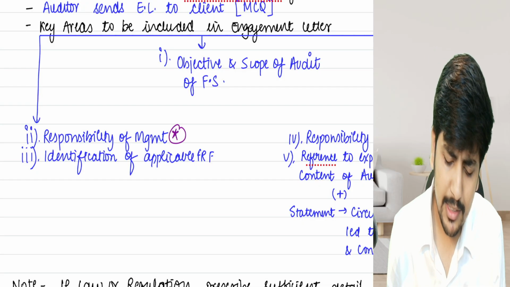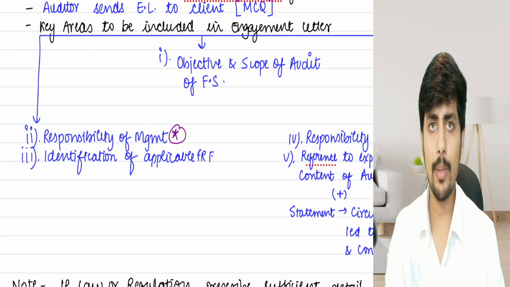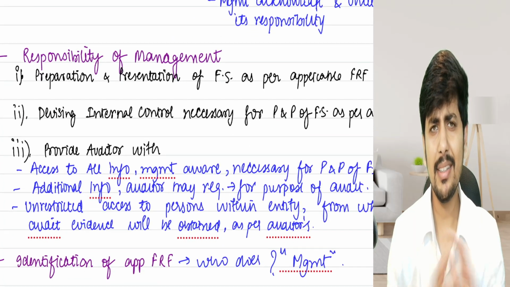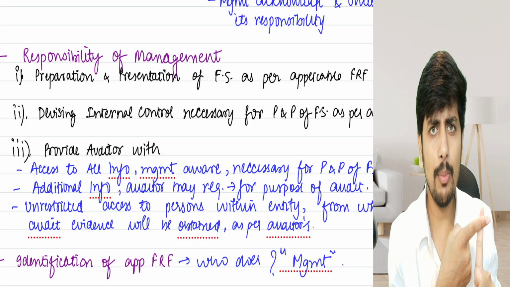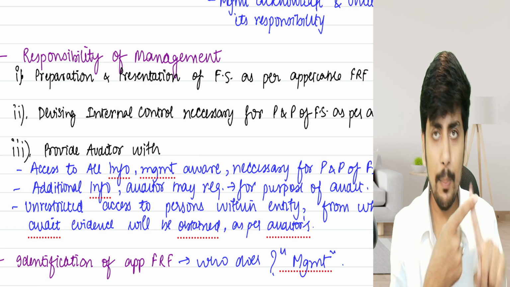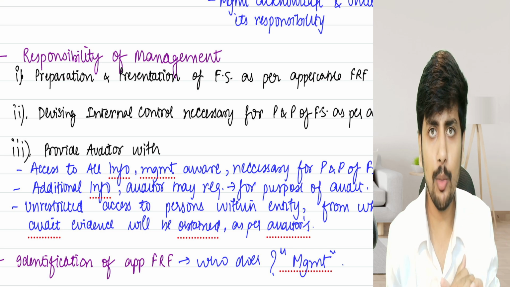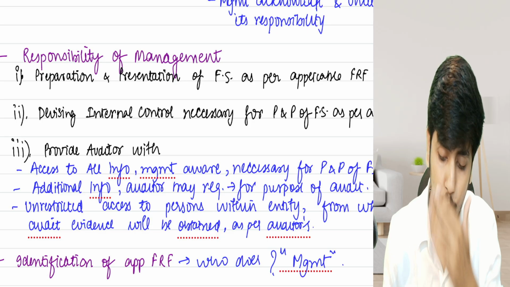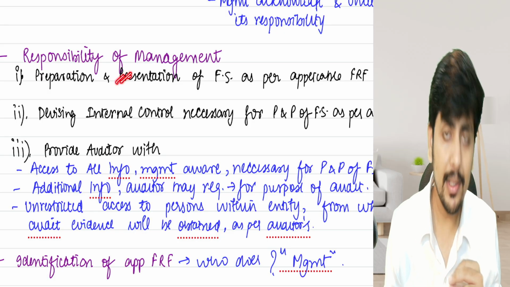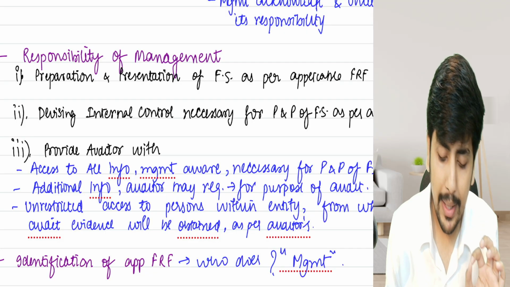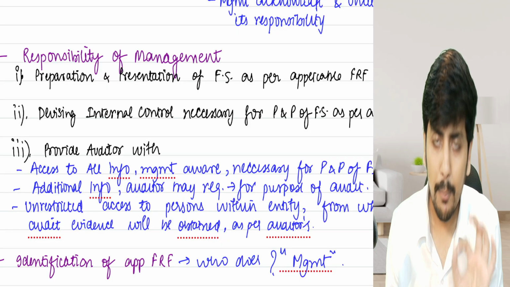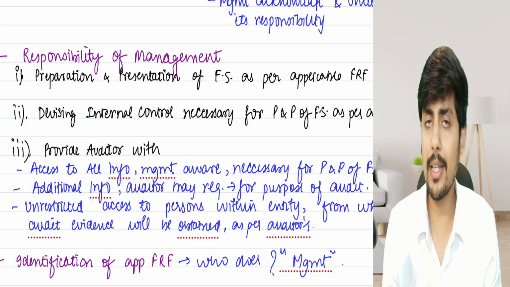Then let's elaborate on the responsibility of the management. The basic part is that it is the responsibility of the management to prepare and present financial statements as per the applicable FRF. Second, to prepare and present financial statements, management devises internal control, which is necessary for better preparation and presentation of financial statements as per the applicable FRF.